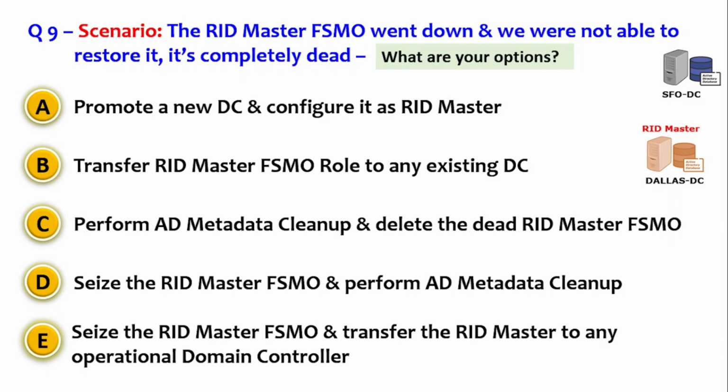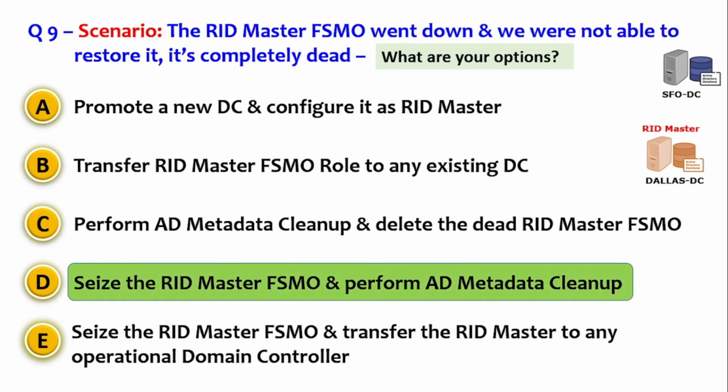The scenario is our RID master is down. We try to restore it, it didn't go well. It's completely dead now. So what are our options? So these are the 5 options. So the correct option over here is option D. First we will seize the RID master and then perform Active Directory metadata cleanup.